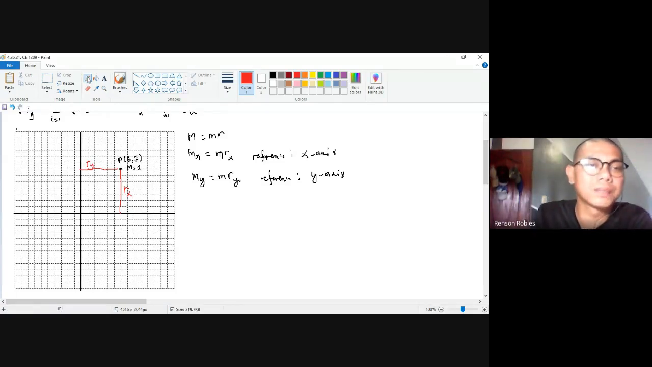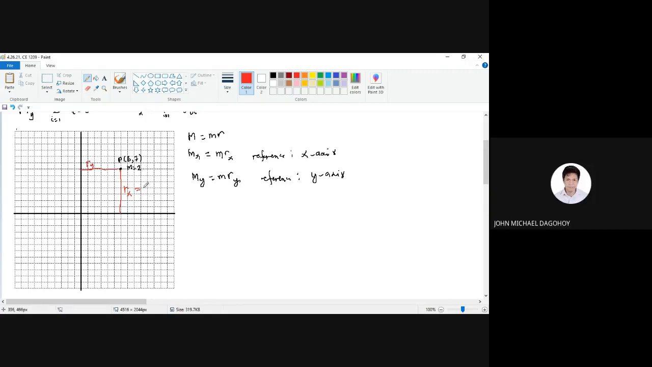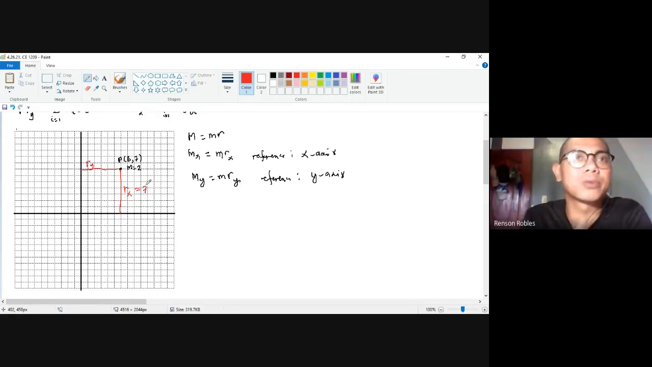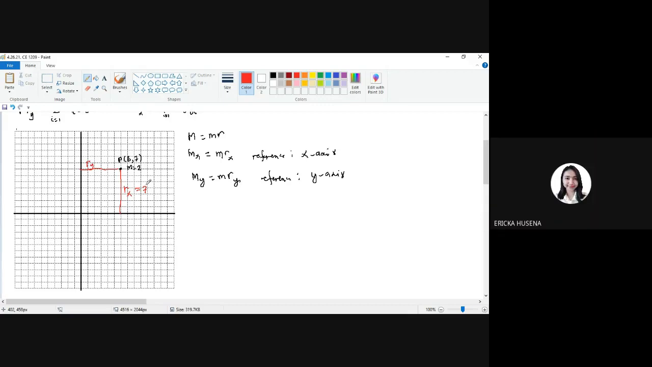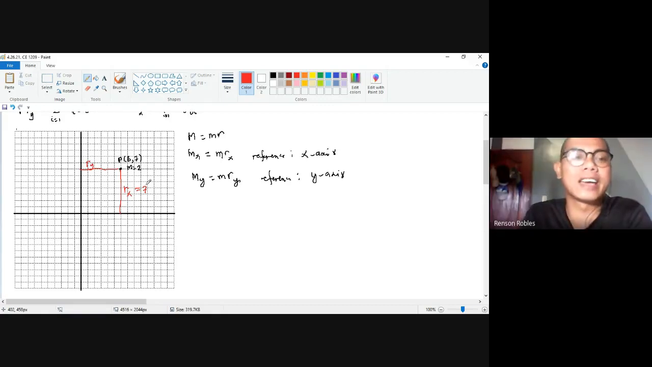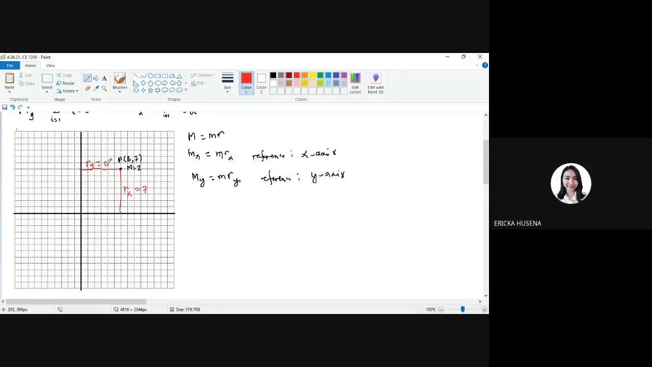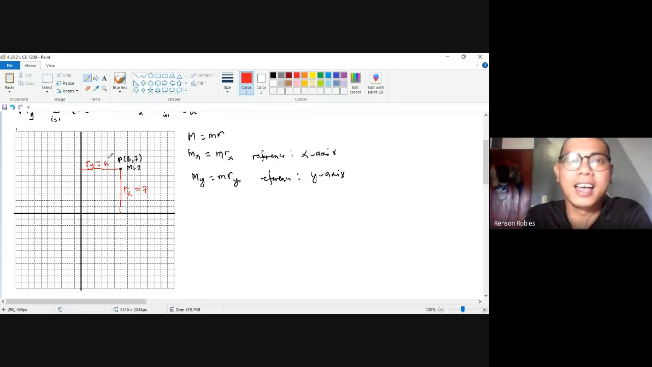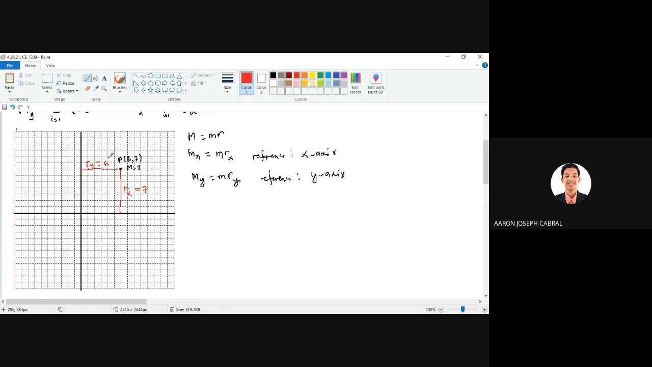When you look at it, how far is the particle to the x-axis? Can I hear someone? Anyone? 7. What component did you get? That's the y component, right? And what about the distance of the particle to the y-axis? 6. You get the x component.